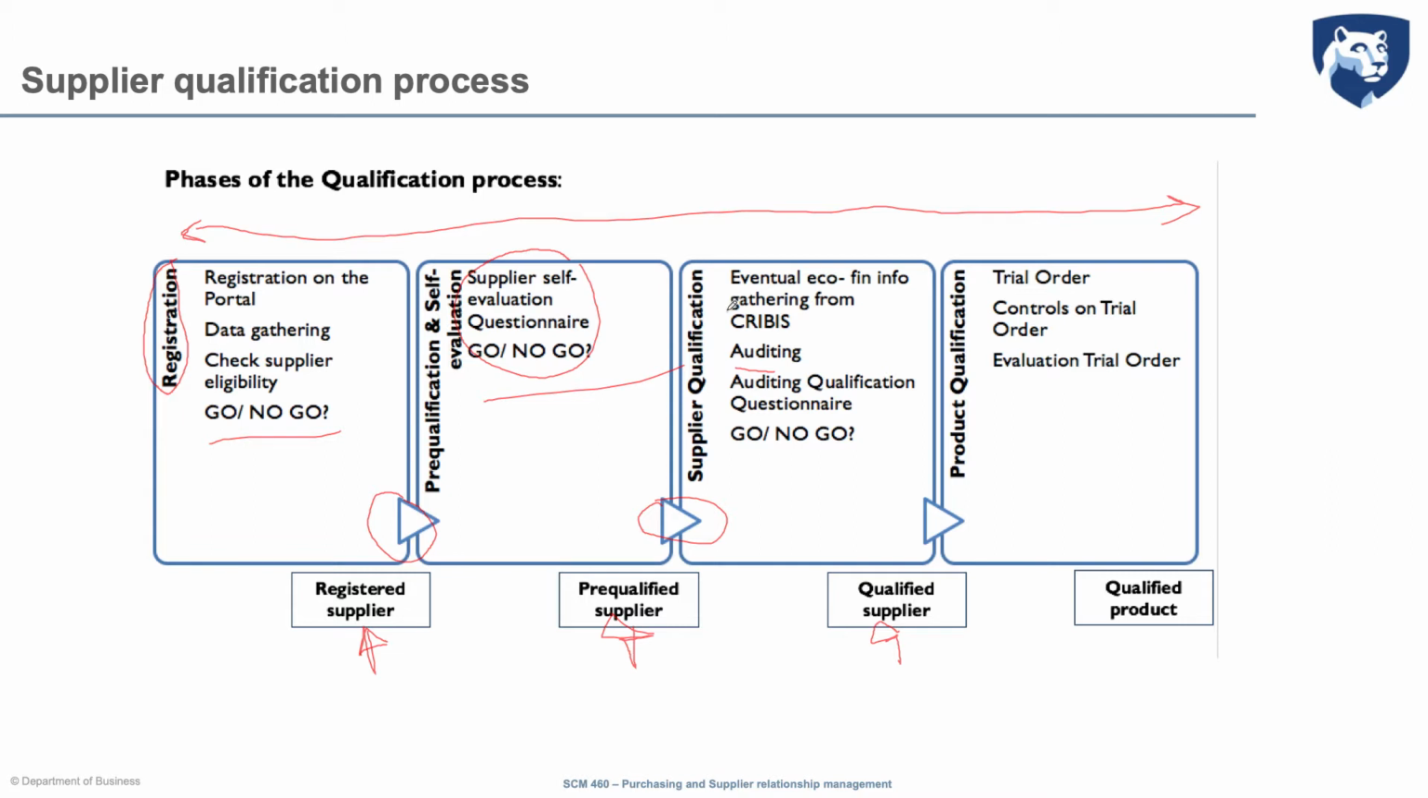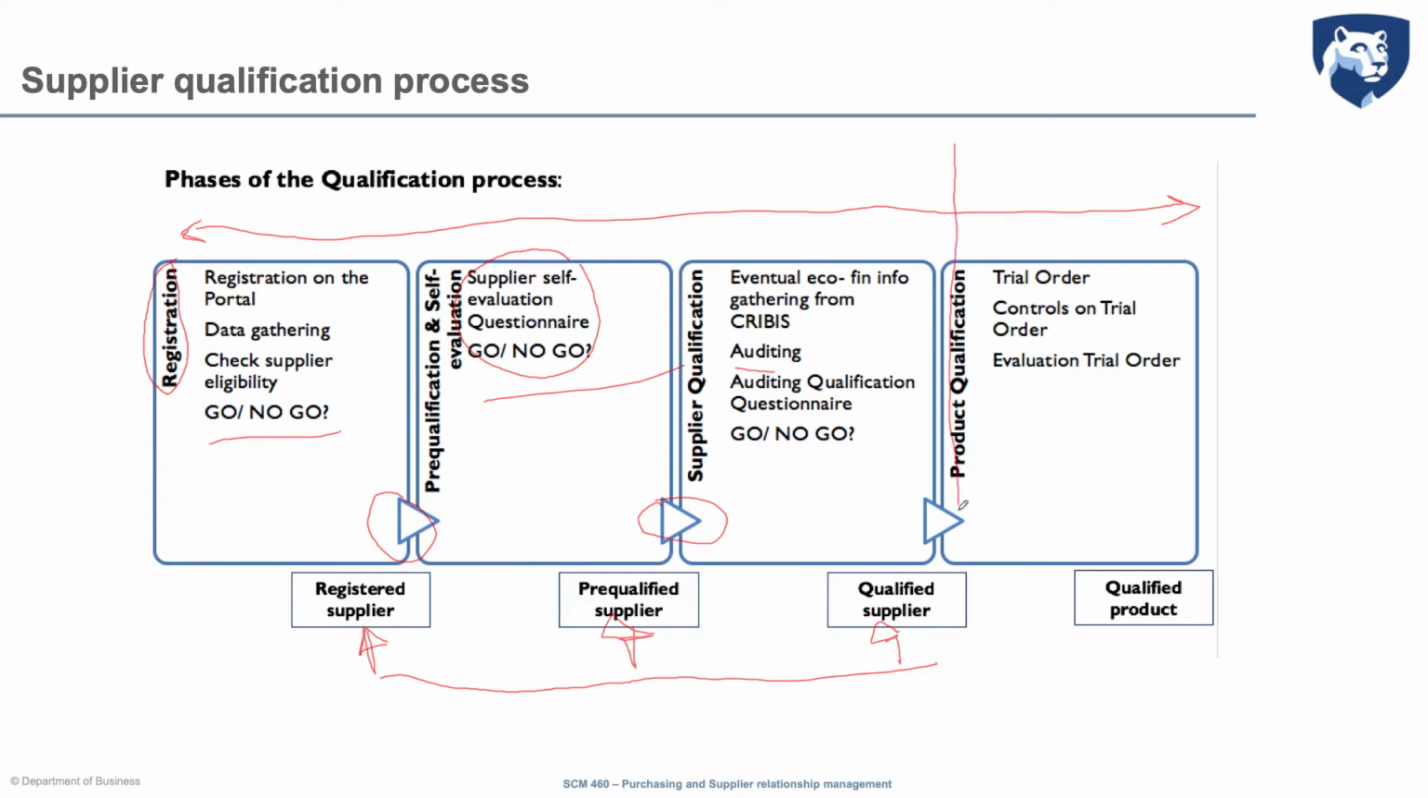So, by complementing the information collected by the self-evaluation questionnaire and the auditing qualification questionnaire, the supplier finally acquires the status of being qualified or not. So basically, after this step, a company knows whether a supplier is really suitable or not to be selected in the future for a potential supply.